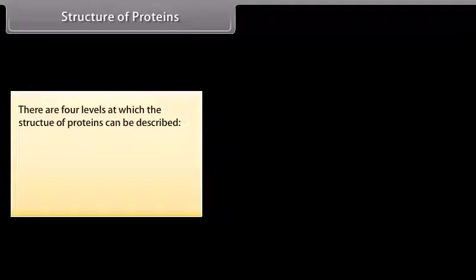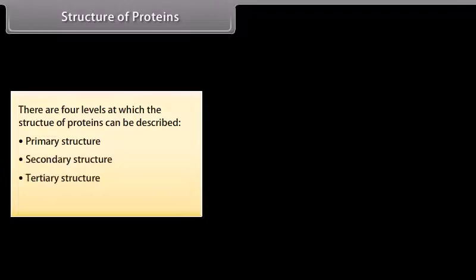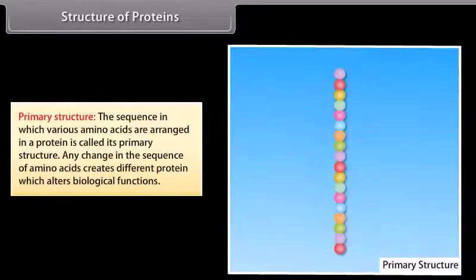Structures of proteins. The structures of proteins are quite complex. There are 4 levels at which the structure of proteins can be described: primary, secondary, tertiary, and quaternary structures. Primary structure: the sequence in which various amino acids are arranged in a protein is called its primary structure. Any change in the sequence of amino acids creates a different protein, which alters biological functions.